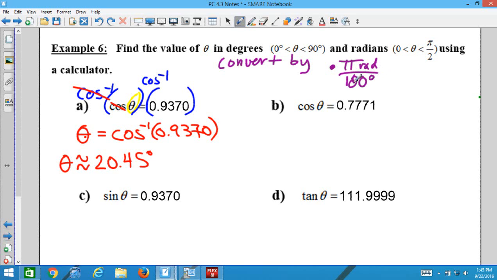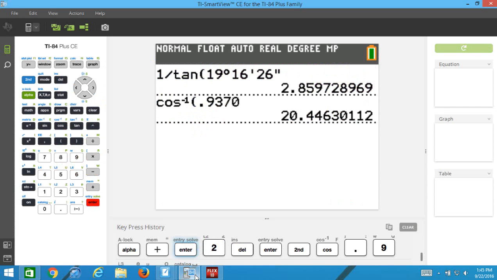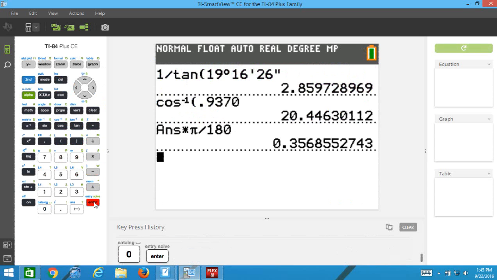So after I got this answer on my calculator, I'm just going to hit times pi divided by 180. So I just left that answer and I hit times pi divided by 180. So it's using my last answer. I didn't have to round anything. 0.36 radians.